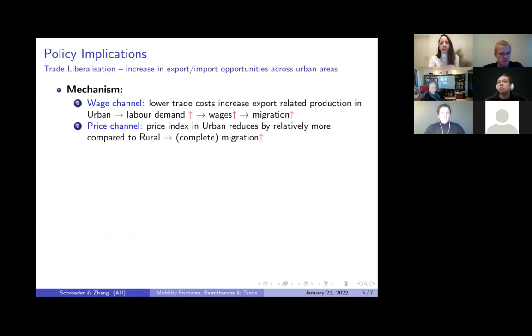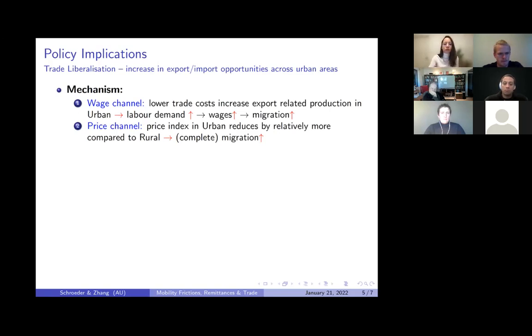The mechanism in our theory goes in two ways. When trade liberalization happens, you have an increase in export and import opportunities across urban areas. There's a wage channel, which is more the exporting side of the trade shock, and then you have the price channel, which is the potential benefit of importing cheaper goods. The wage channel goes as follows: a lower trade cost increases export-related production in urban areas, which increases labor demand. Increased labor demand increases wages, and that is going to induce more migration.